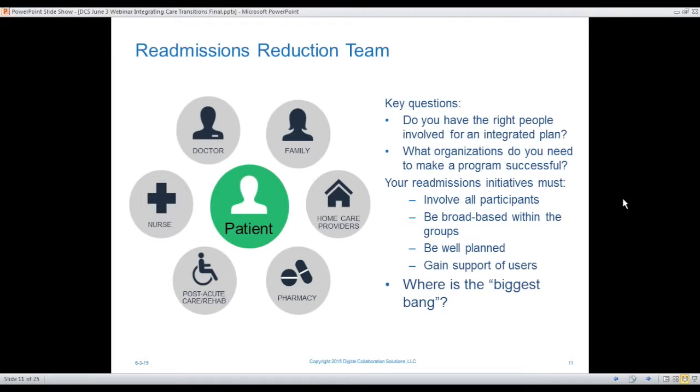In that process, you'll have a very well-planned approach and support of all the users and all the people who are involved in readmissions reduction. And lastly, think about where's the biggest bang. You can't do everything at once, so start by picking places that have the most impact. And we'll talk about that in a minute as we look in more depth at how you might select those areas.